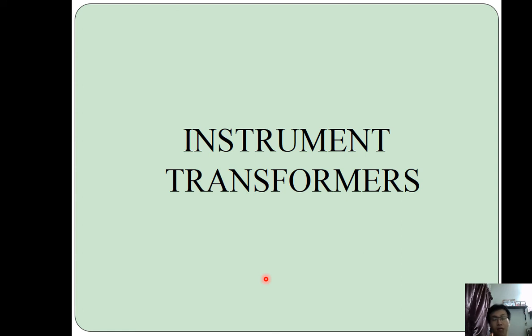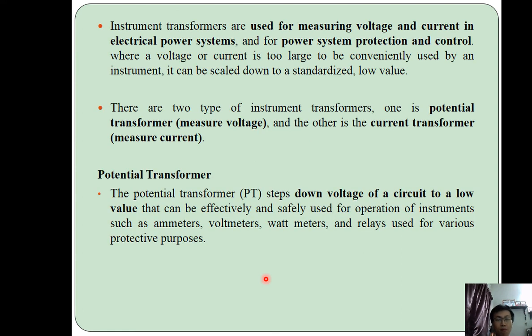Okay, next, the final topic is the instrument transformer. Instrument transformers are used for measuring voltage and current in electrical power systems, and for power system protection and control. Where a voltage or current is too large to be conveniently used by an instrument, it can be scaled down to a standardized low value. There are two types of instrument transformer: one is a potential transformer, another is a current transformer.